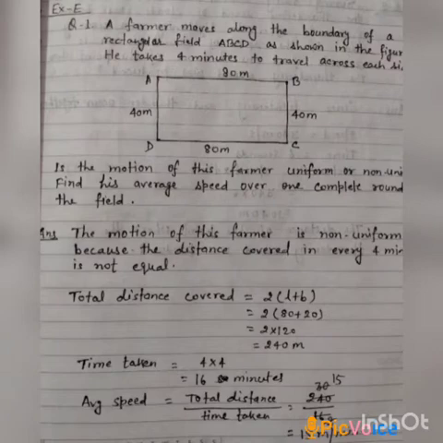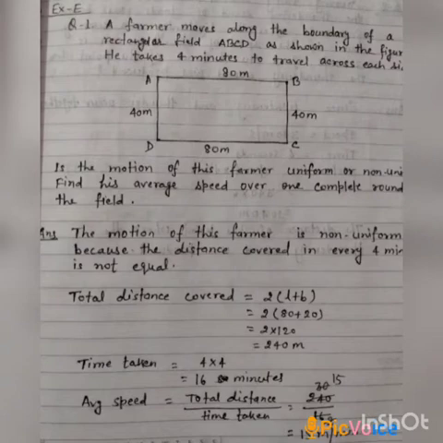Now the answer: the motion of this farmer is non-uniform because the distance covered in every 4 minutes is not equal. Now the total distance covered will be the perimeter of the rectangle, that is 2 into (L plus B). Length is 80 meter and breadth is 40 meter. So 2 into (80 plus 40), that is 2 into 120. So total distance covered is 240 meter.